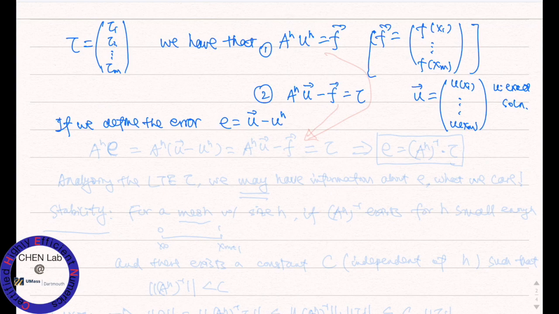And one observation we have is that if you multiply A_H to E, what is that? That is A_H times U minus U_H, all right? And we know A_H U, and then we know A_H U_H is F. So that's exactly equal to tau. Okay, so we use those two equations basically here.